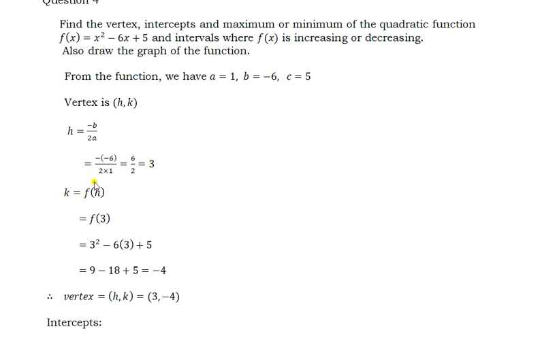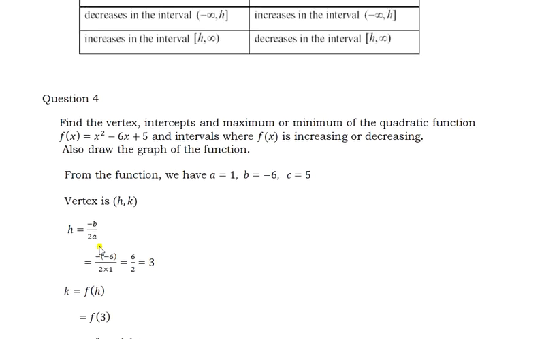Now how to find k? K is f of h. F is our function, which is there in the question. So f of 3, why 3? Because the value of h we just now got is 3. To find f of 3, we have to replace all this x with 3. So it is 3 square minus 6 into 3 plus 5. 3 square is 9, 6 into 3 is 18 and plus 5. The answer is minus 4. So we have h and k. So the vertex h comma k is equal to 3 comma minus 4.